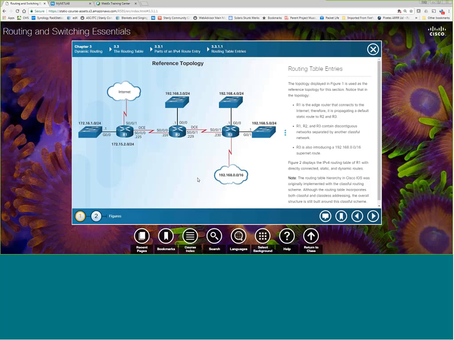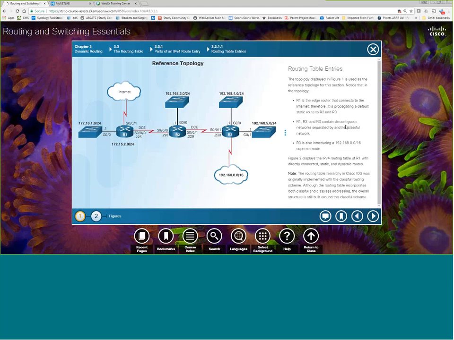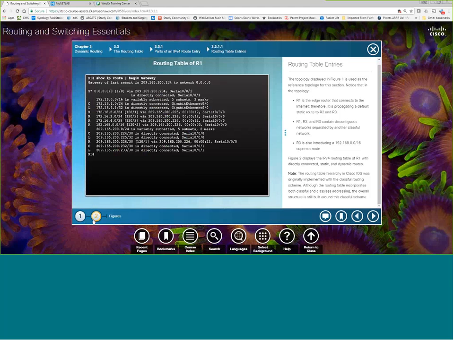So it's learned all of those via inside of here. All right. And that is how we can look at the route table entries. Now, we're going to look at the route tables, and we're going to look at the different types of routes in the route table. And be aware that originally it was implemented with classical routing scheme, though now classical and classless are built in.